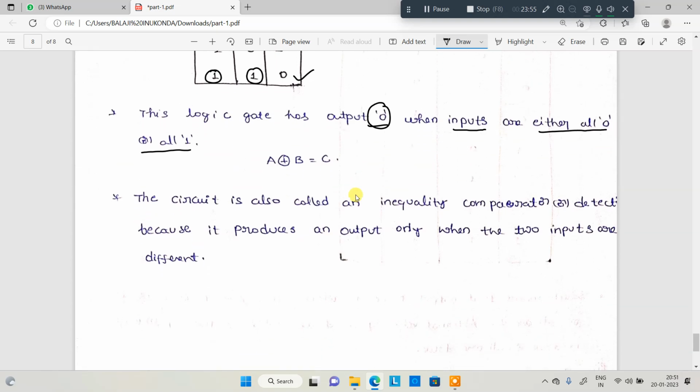So this circuit is also called an inequality comparator. There might be a question: which logic gate is also called the inequality comparator? The exclusive OR gate. It is also called a detector, because it provides the output only when the two inputs are different. You can also use it as a detector.